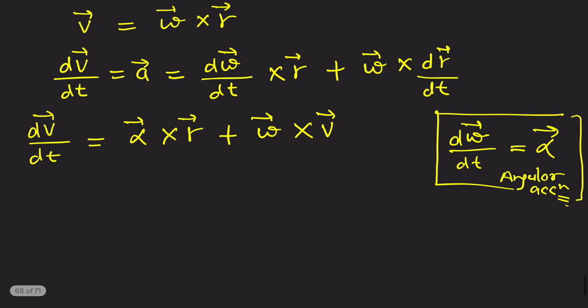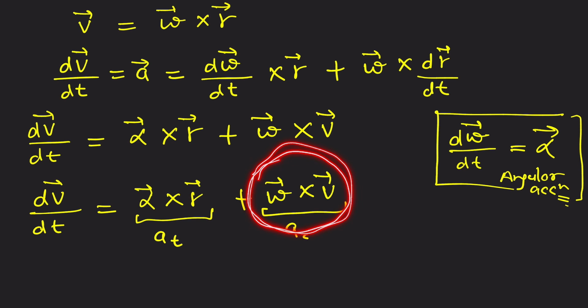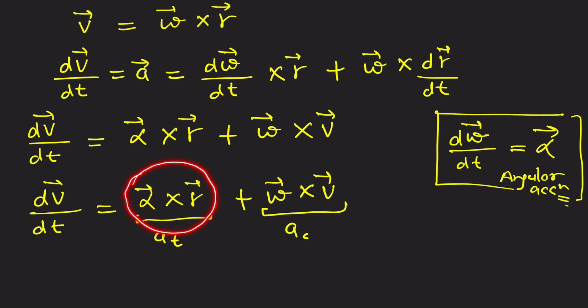So if you see here, this is your total acceleration, that is alpha cross r, which is going to be your a tangential, plus omega cross v, which is going to be your a centripetal. So how am I saying this? Let's see. This we have already derived, that its direction is going to come towards the center. Let's see the direction of this acceleration part which is coming here. What would be the direction of this?